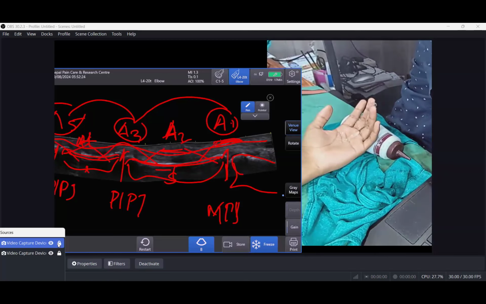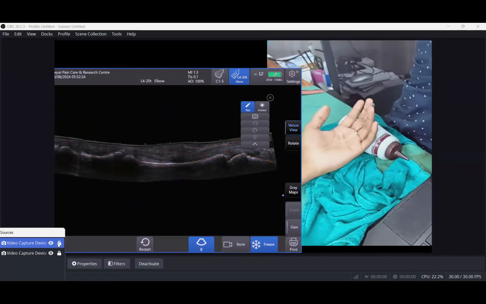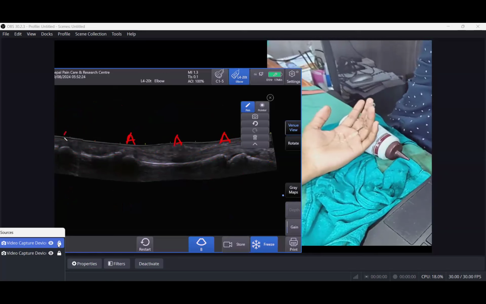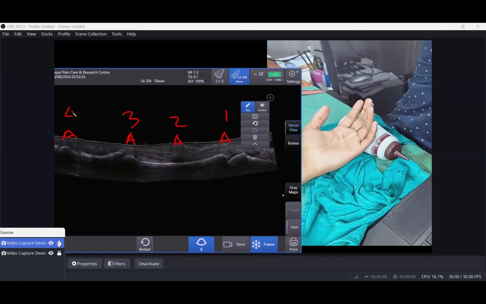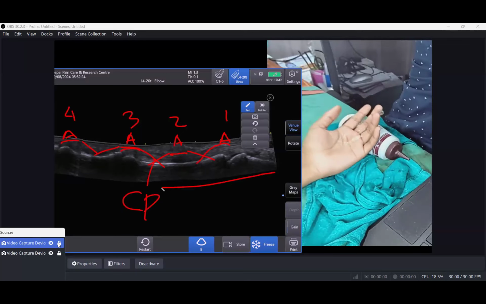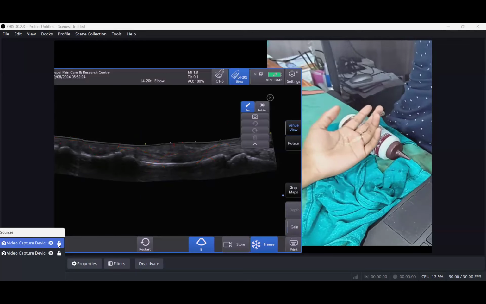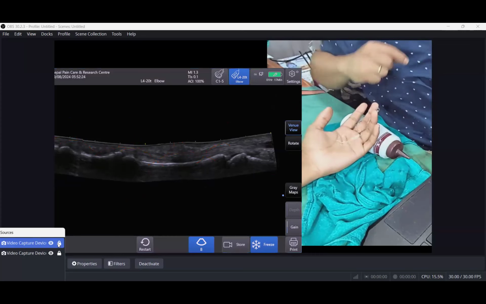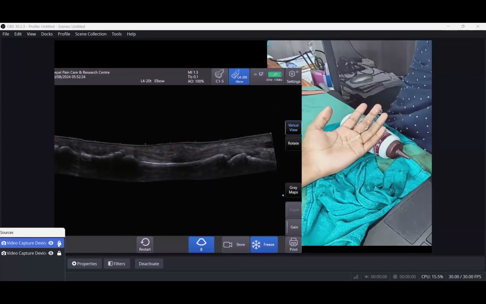As I've told you, there are two types of pulley. One is annular pulleys, like this: A1, A2, A3, A4 and A5 pulley. Between these annular pulleys will be the crisscross shaped cruciform pulleys. So these are the cruciform pulleys. Can you appreciate this very nicely in the panoramic view? Yes? Yes, sir. So this is A1 pulley.